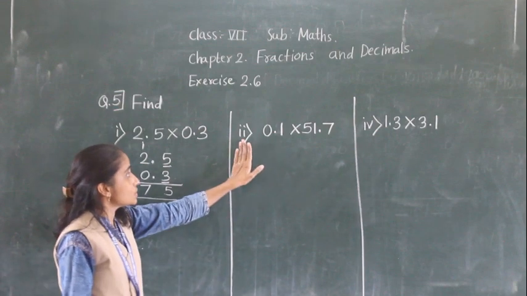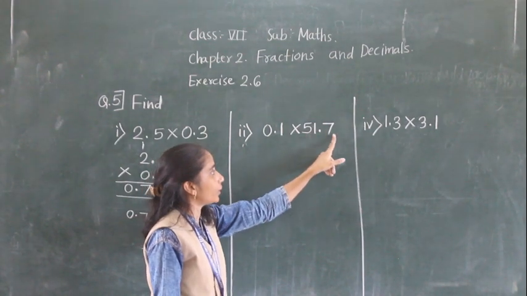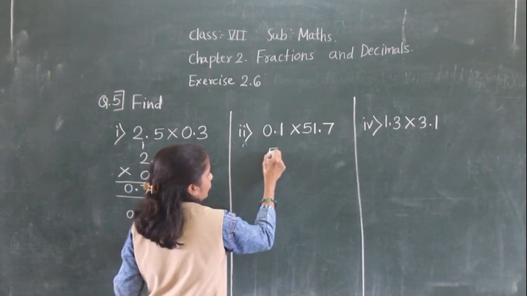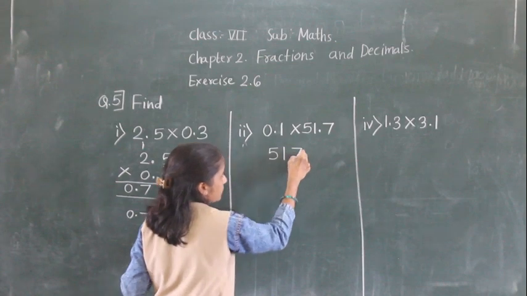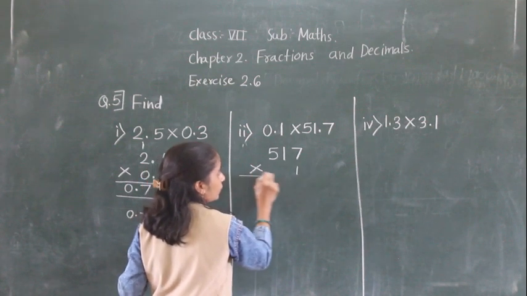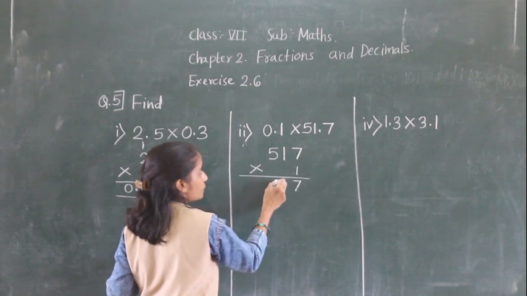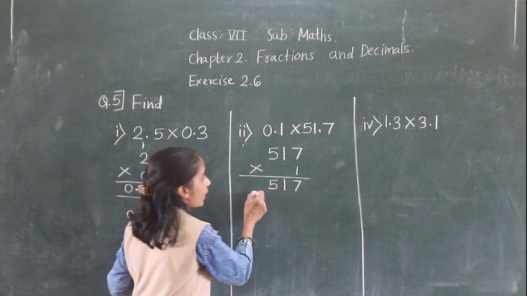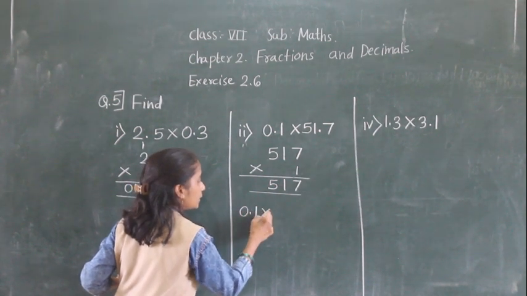Now, see here, second example, 0.1 multiplied by 51.7. What can we do? 51.7, so we can write 517 multiplied by 1. 1 7 is 7, 1 1 is 1, 1 5 is 5. So the answer we got is 517.